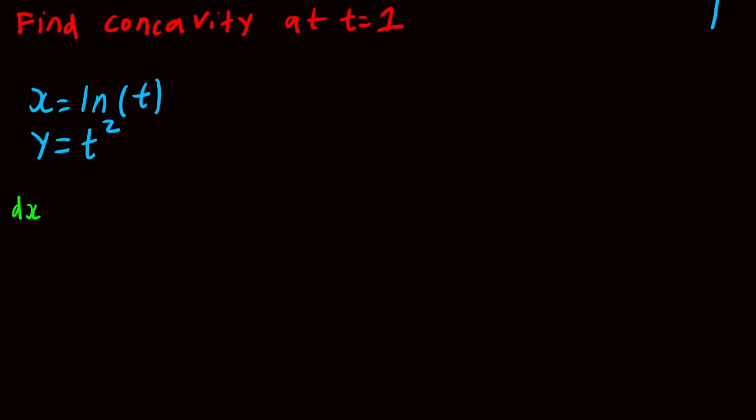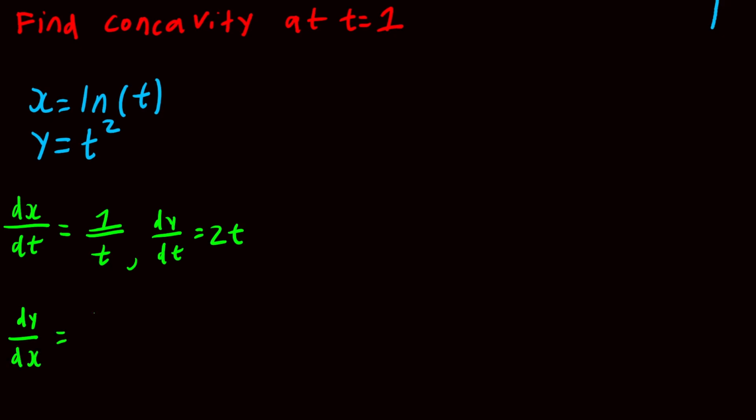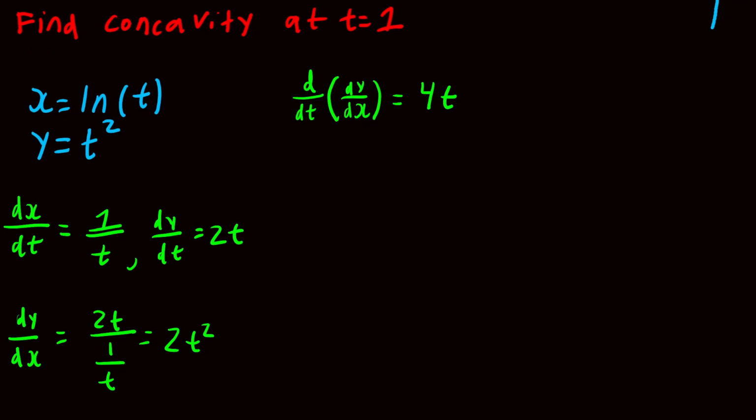So dx/dt is what? Well, 1 over t, and then dy/dt is just 2t. So now all we have to do is divide. dy/dx equals 2t over 1 over t, which is the same thing as 2t squared. And now we want to find the derivative of this. d/dt of dy/dx is, what's the derivative of 2t squared? 4t. So now at t equals 1, if we plug this in, this equals 4, so that means it's concave up, right?